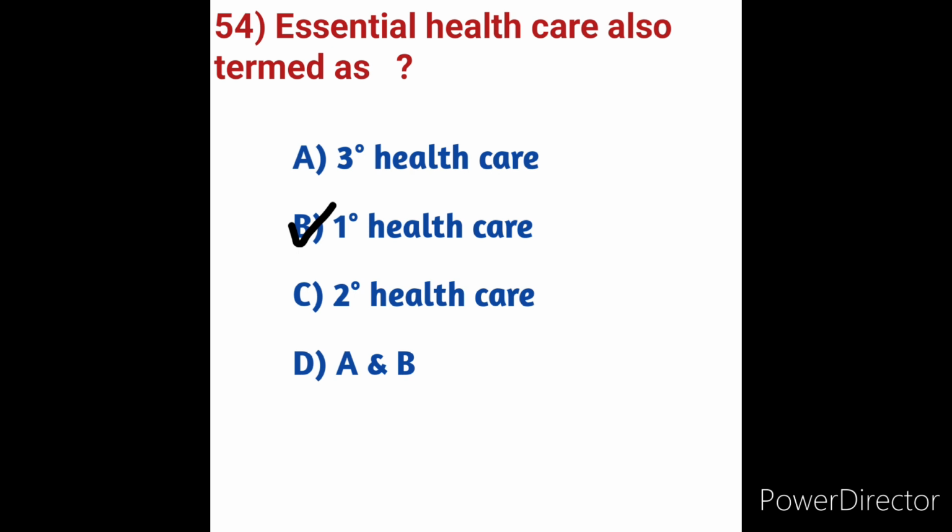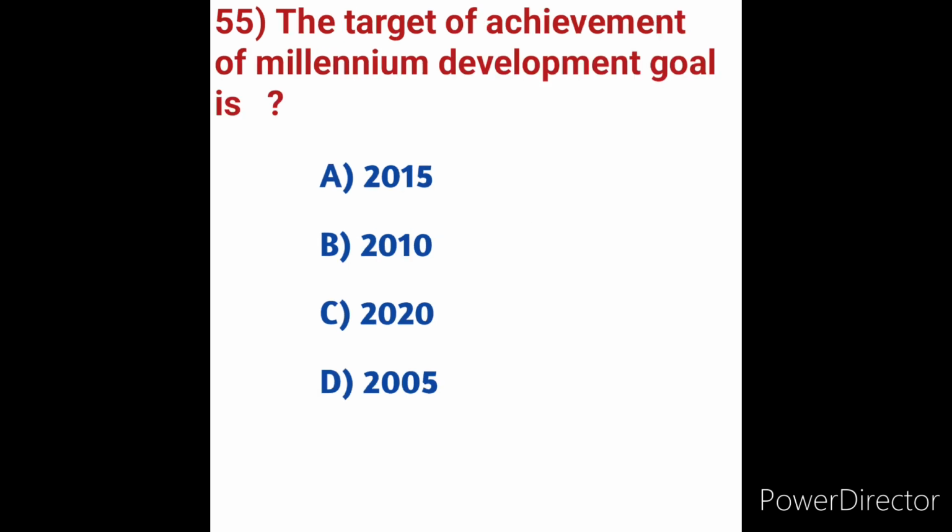Next we will move on to question number 55. What is the target for achievement of the millennium development goals? We will see the options here. Option A 2015, option B 2010, option C 2020, option D 2005.